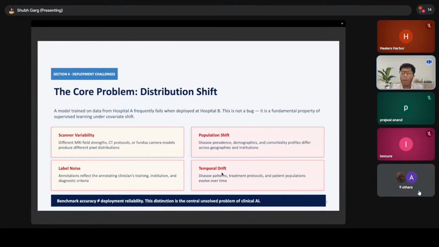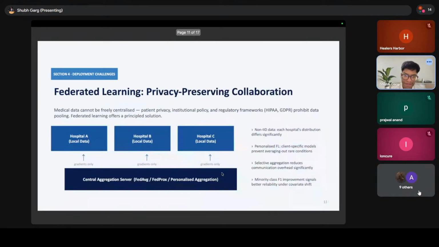So the sentence that I want at the bottom of the slide is one of the most important to remember: benchmark accuracy is not deployment reliability. A model that achieves 95% accuracy on held-out tests from the same institution that generated the training set tells you almost nothing about how it will perform when deployed elsewhere. This distinction is the central challenge of the stream. Okay, moving on to the distribution shift problem.